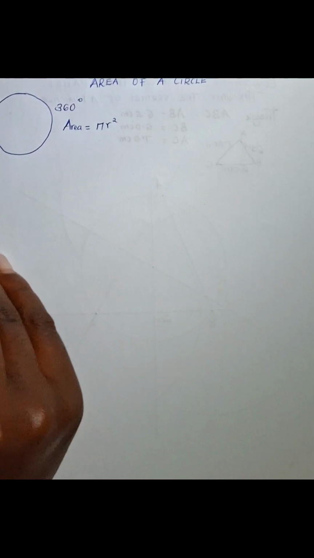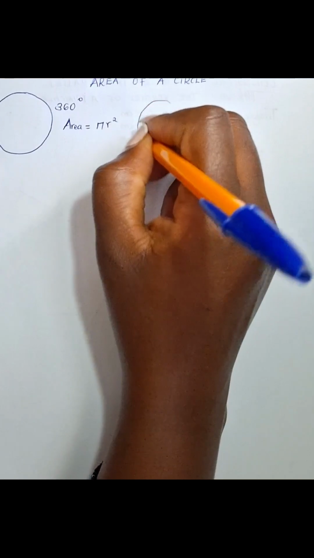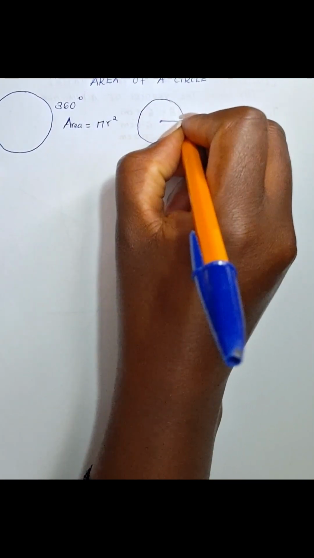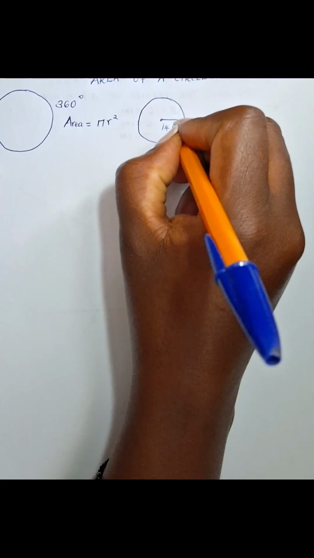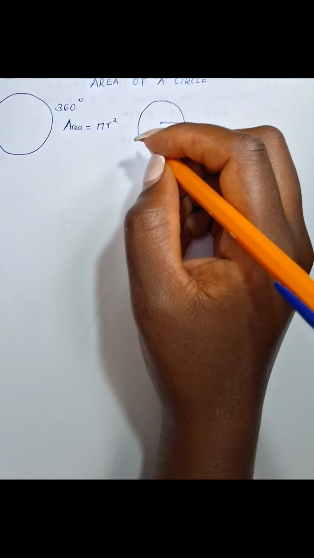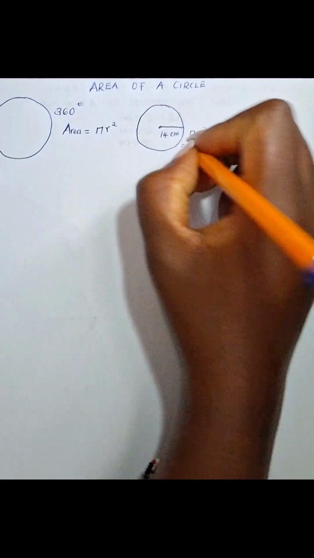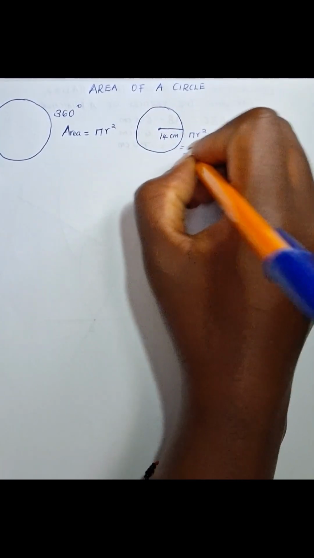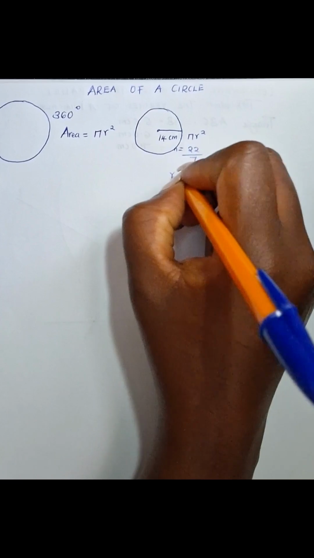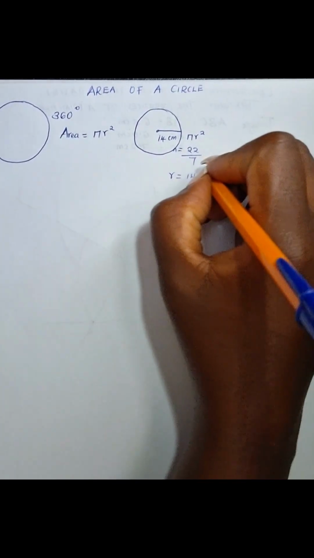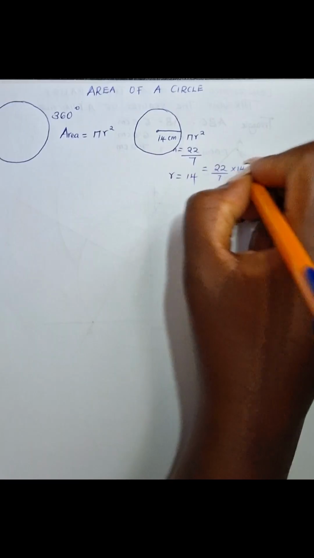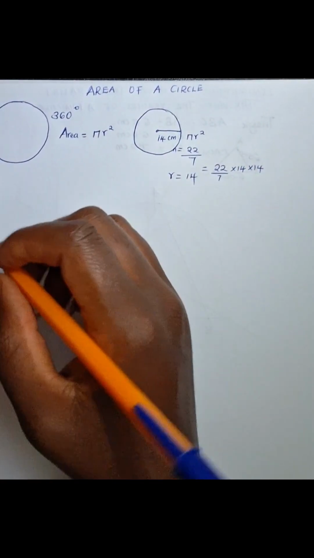So assume that you are given a circle whose radius is 14 centimeters. Given these details, how do I get the area? I, as the student, know very well that Madam Sarah taught me the area of a circle is pi r squared. So you use pi as 22 over 7. Then you have your r as 14. So you just say 22 over 7 times 14 times 14.